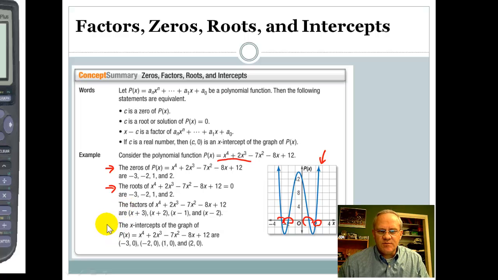Jump down, we'll come back to factors, but then jump down to here, and the x-intercepts. Remember the x-intercept is where the line or our graph crosses the x-axis, which are the same points, except that instead of just giving the number like the zero or the root, it's the point. So notice you have -3 on both of these. Here it's -3, 0. That's the actual point. -2, 0, 1, 0, 2, 0. Notice how that all compares to -3, -2, 1, and 2. It's all the same numbers, but when we're talking about the x-intercepts, that refers to the point, not just the number. So it's really pretty much the same stuff.